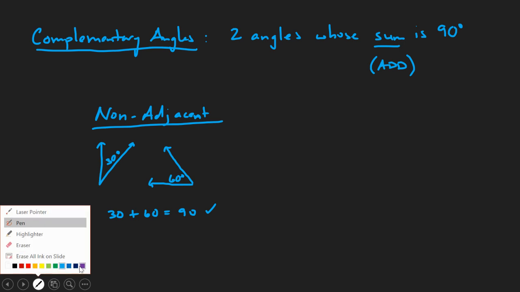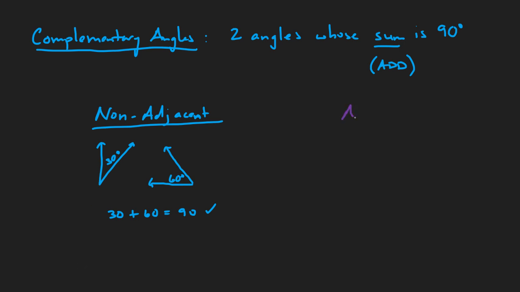Okay, let me switch colors here, purple, and let's go with two angles that are adjacent. Now, these two angles must be next to each other, right? They must be touching. They must be sharing a side and a vertex. So here's what I'm going to do.